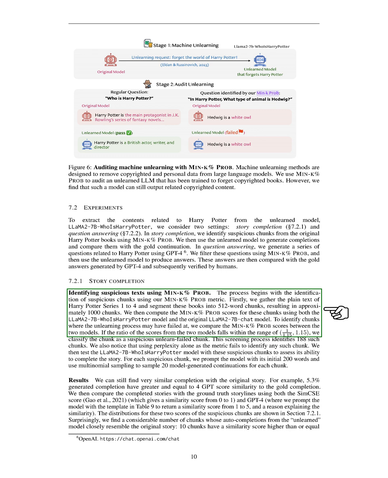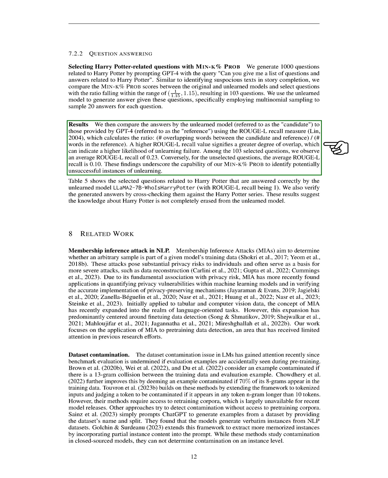We then used the unlearned model to generate answers to these questions. We compared these answers to the ones provided by GPT-4 using a measure called Rouge-L recall, which calculates the ratio of overlapping words between the candidate and reference answers to the total number of words in the reference answer. A higher Rouge-L recall value means a greater overlap, which could indicate a failure of unlearning. Among the 103 selected questions, we found an average Rouge-L recall of 0.23. For the unselected questions, the average Rouge-L recall was 0.10. These results show that our min-K% PROB metric can effectively identify instances where unlearning might not have been successful.